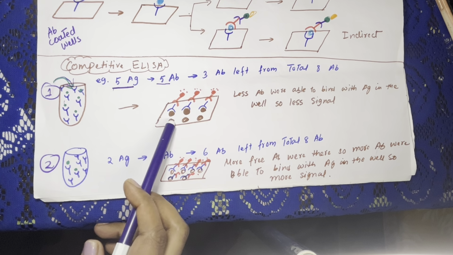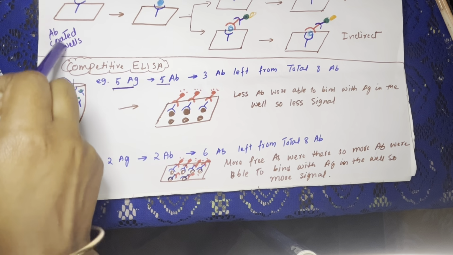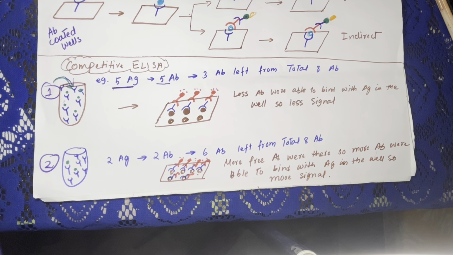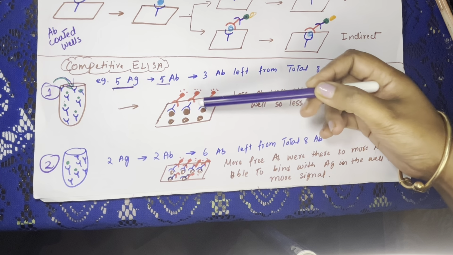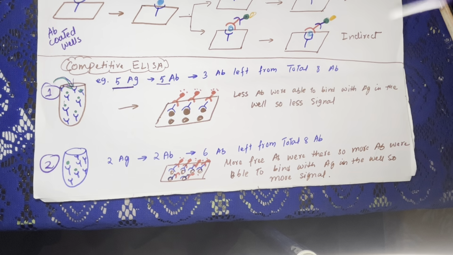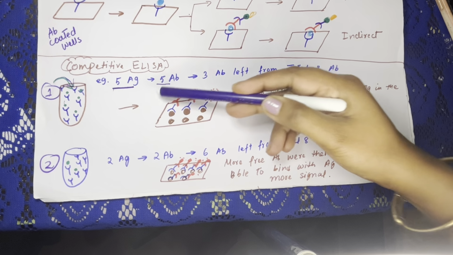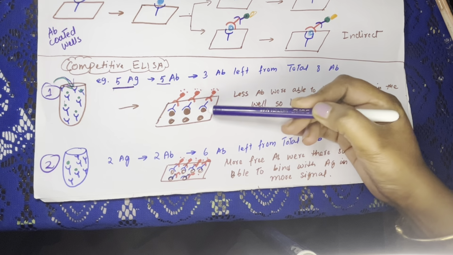In this well, antibodies were already coated, like we have already discussed: antibody coated wells were there, antigen coated wells are there. Similarly, here also we are using antigen coated wells, in which antigens were previously coated. Now we'll pour all this pre-mixture into these wells. Now these wells are having the specific antigens.